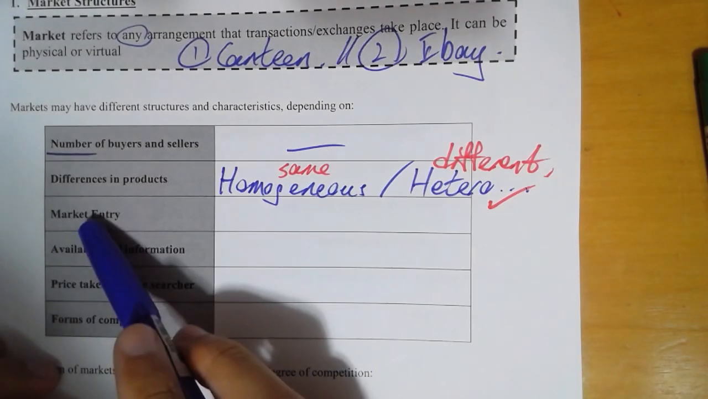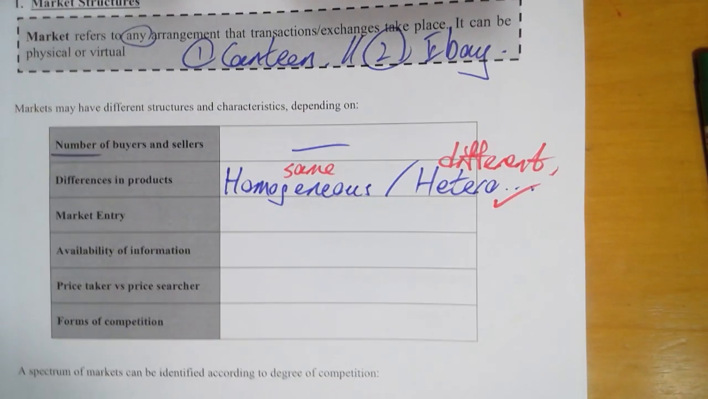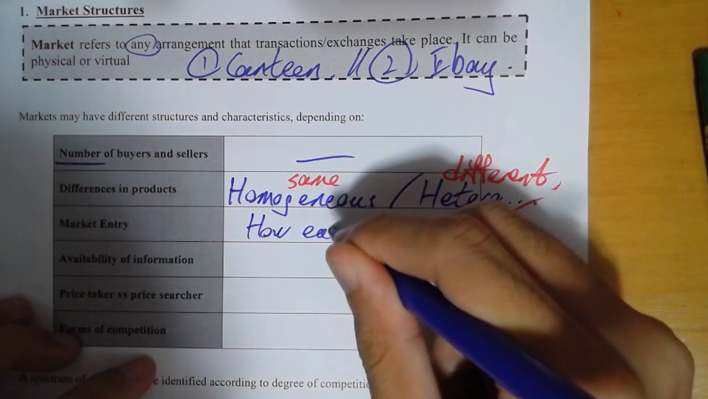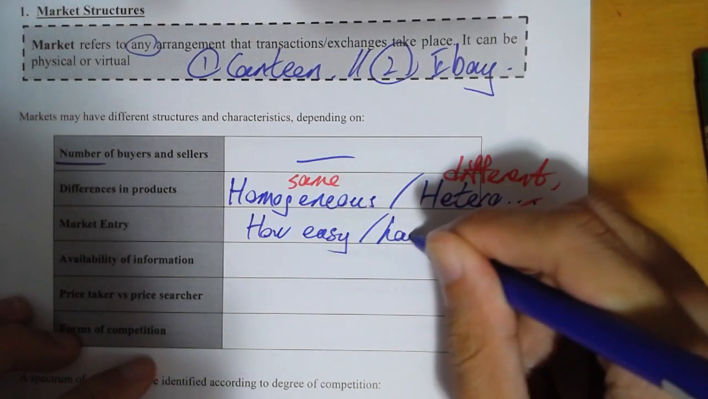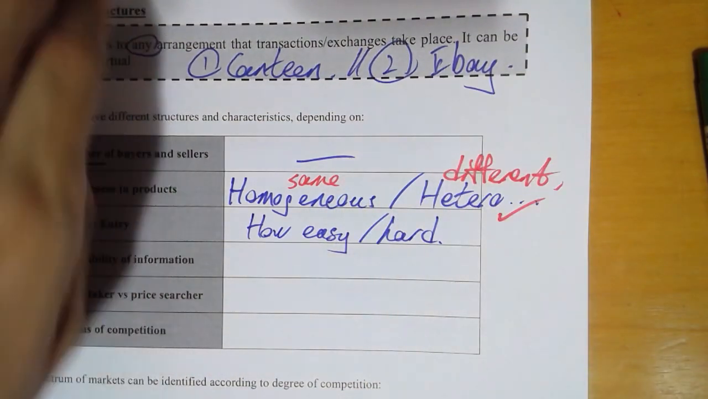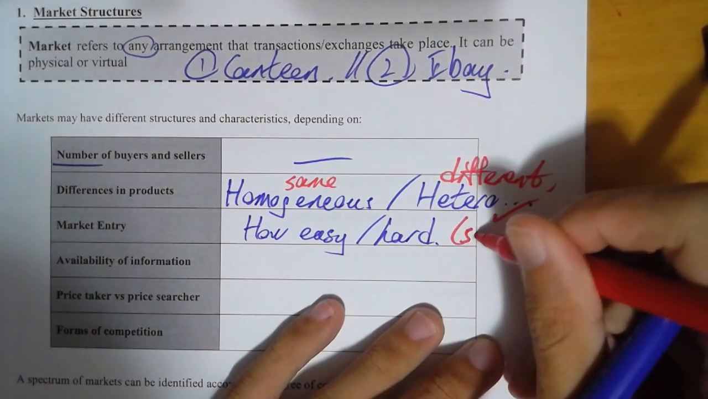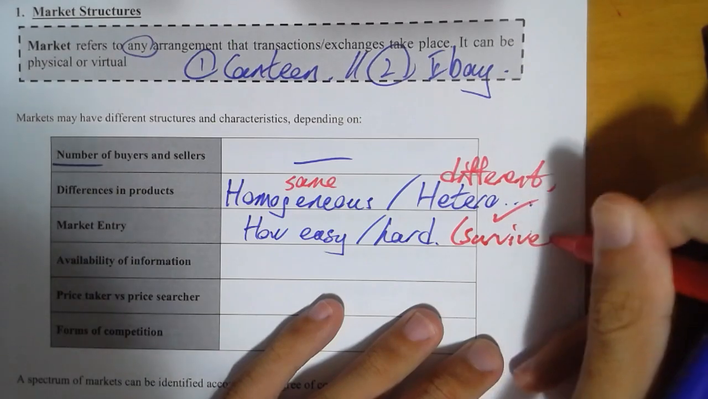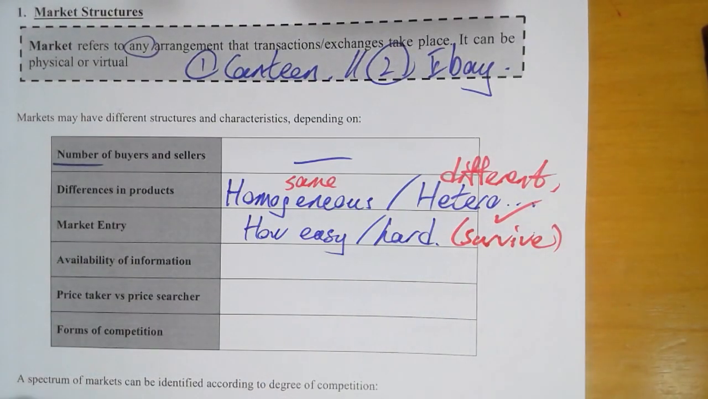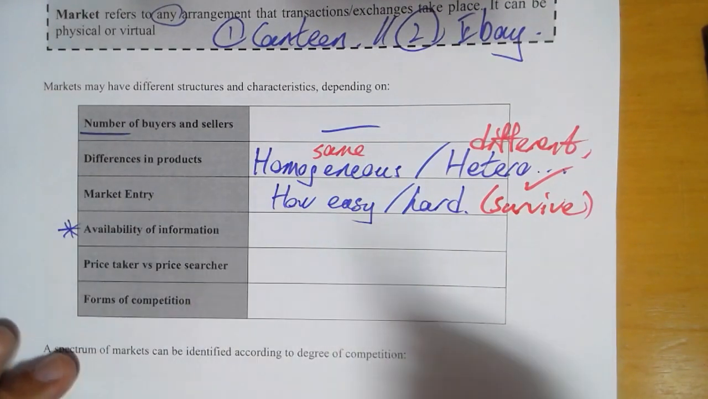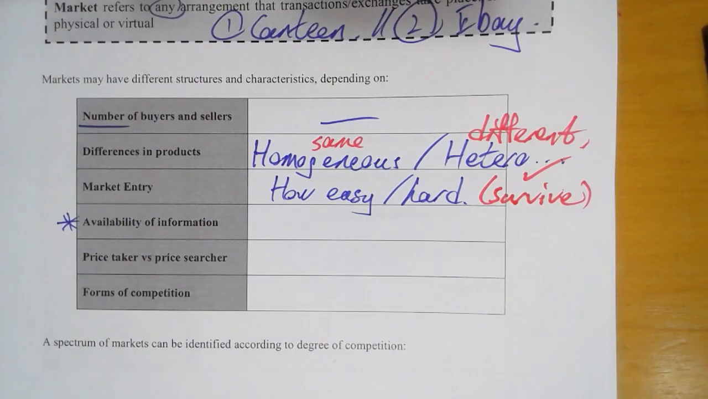Okay. And then we look at how easy it is to enter the market. Okay. Basically, how easy or hard to enter into a market. Okay. Or what we are talking about, how easy it is or how hard it is to survive in the market. Okay, now don't worry, we'll talk more about that later. Okay, now availability of information. This is actually the defining feature.